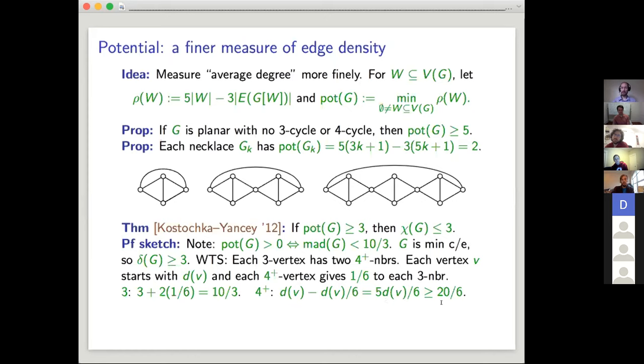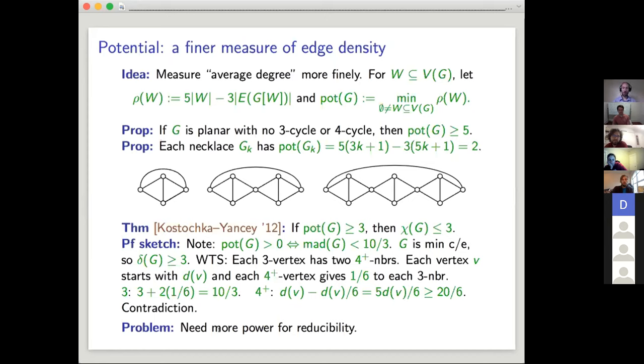This is the discharging part that you're going to do at the end. The work in their proof is showing that in fact each 3 vertex has two neighbors that are degree 4 or more. That gives you a contradiction because you were assuming your MAD was less than 10/3. So what you want to show is that if you have a vertex of degree 3 and it has two neighbors that are both degree 3, then that's a reducible configuration. You can delete those or somehow take some of it out, color the smaller graph by minimality, and then put it back in and extend the coloring.